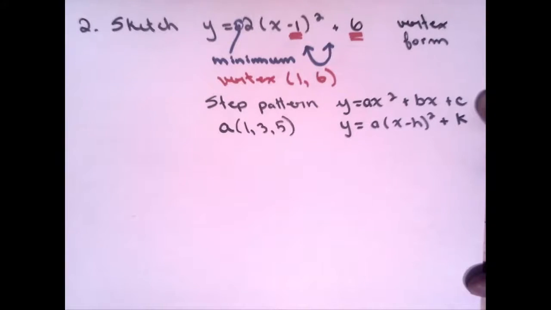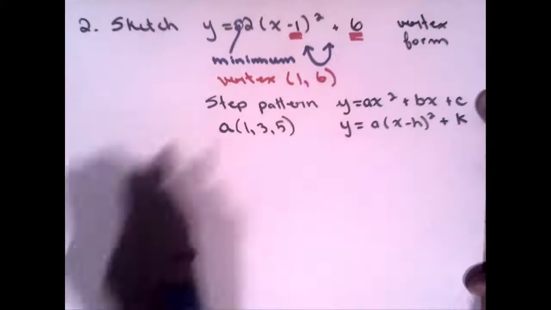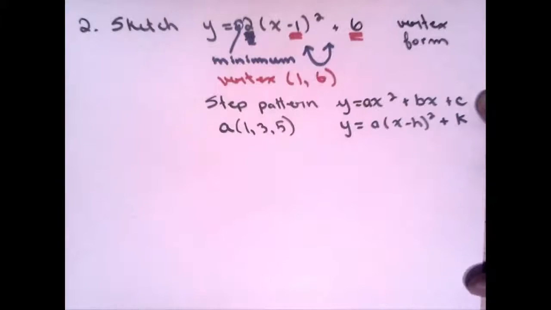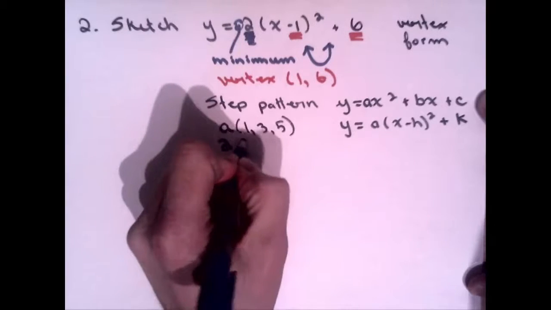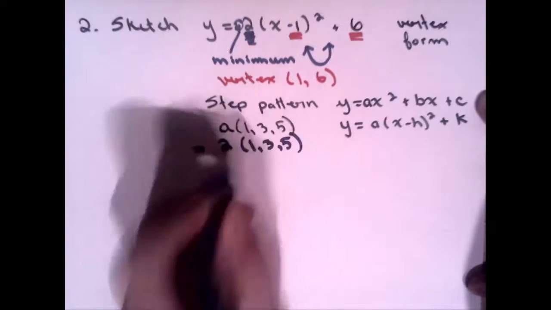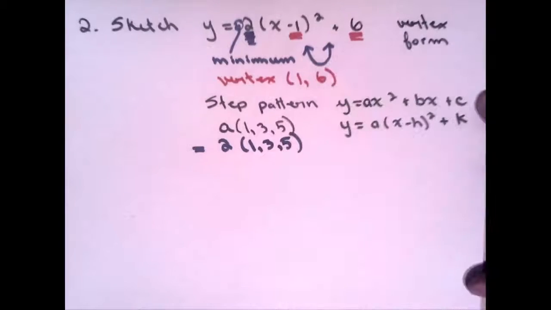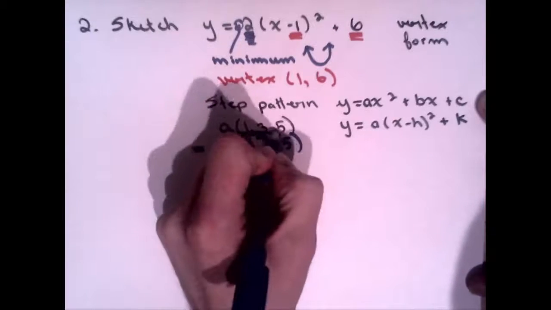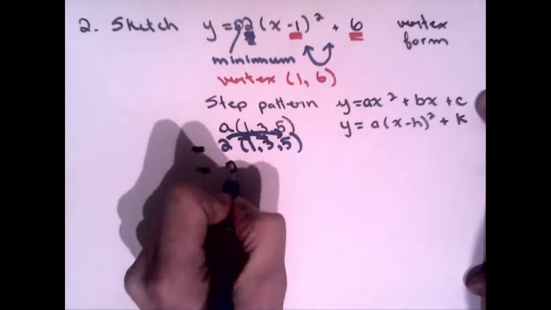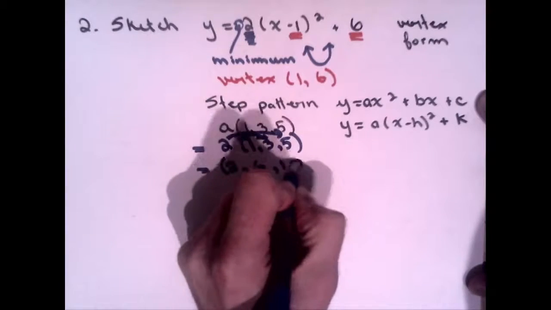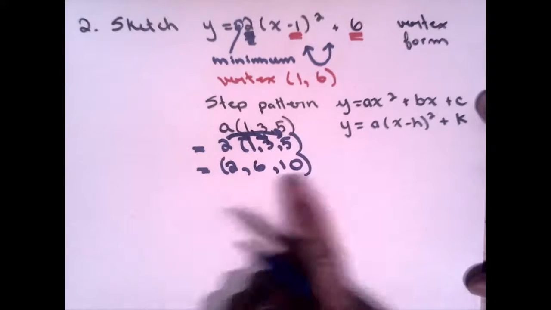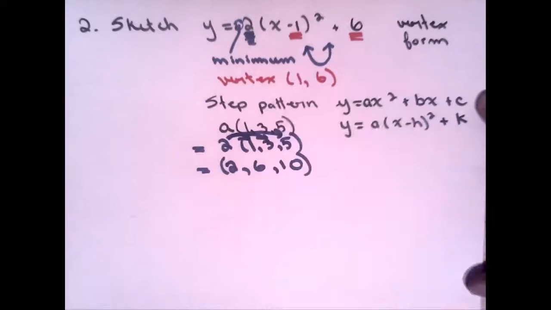All right, so our a value is right here. We have an a of 2. So that 2 scales the step pattern, as follows. So the step pattern for this specific quadratic equation, what you do is you distribute that 2, and the step pattern becomes 2, 6, 10. Okay? And now let's go over how we take the step pattern, the vertex, and the fact that this is a minimum to sketch this graph.